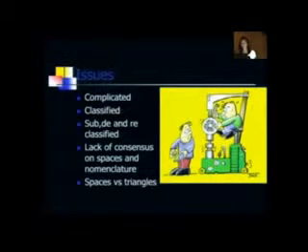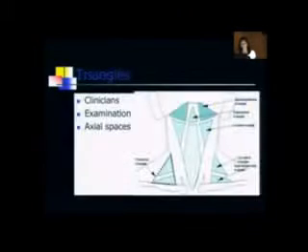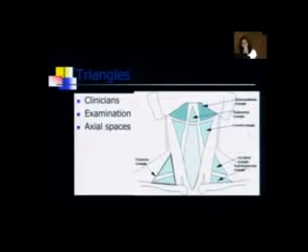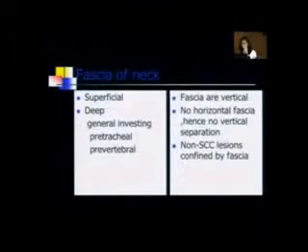I have used the Hansberger technique of classification of spaces. So for clinicians, as I said, it is triangles, they examine the triangles, and for us it is actual spaces. So this is our line diagram of neck spaces. I am sure everybody is aware of this, the division of triangles.